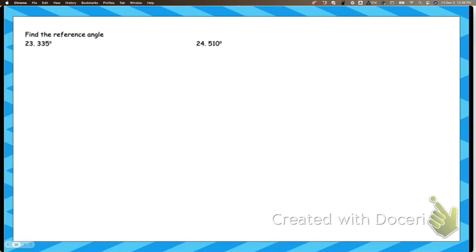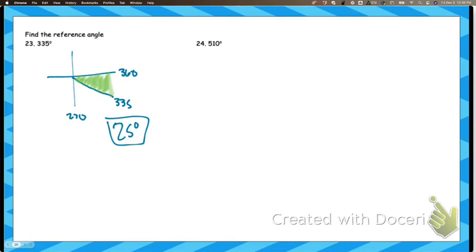So 335, let's start by figuring out which quadrant it's going to go in. All right, so 335, if this is 360 and this is 270, 335 will be in this quadrant. The reference angle is the distance in between here. So if this is 335, then the distance between those two angles is 25 degrees, and that's my reference angle.